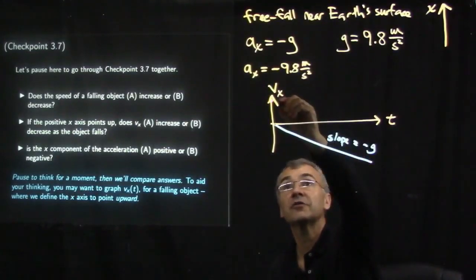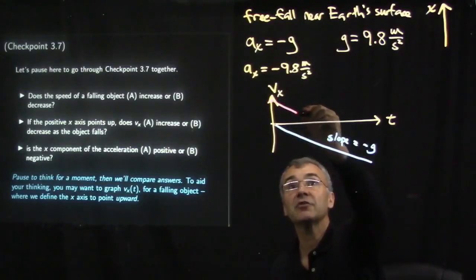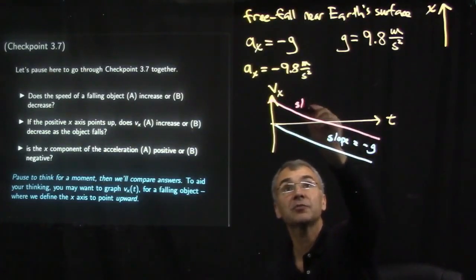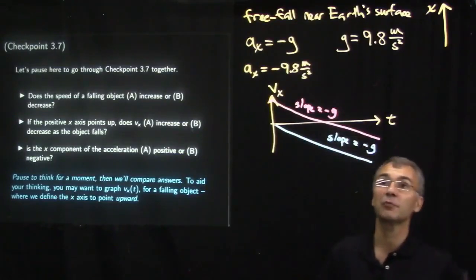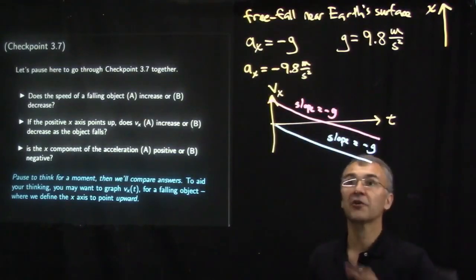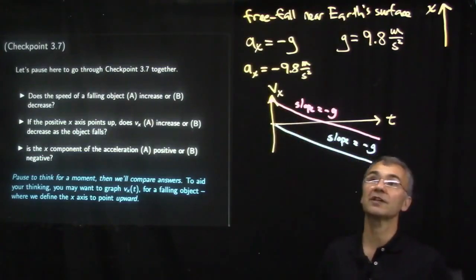So in that case, we'd start out with a positive value of v sub x, but you still have the same slope. There's a straight line, so here the same thing. Slope is minus g. The slope is minus 9.8 meters per second. Even though I'm not a good artist, this is a straight line. This is a straight line. Those two straight lines are parallel to each other.